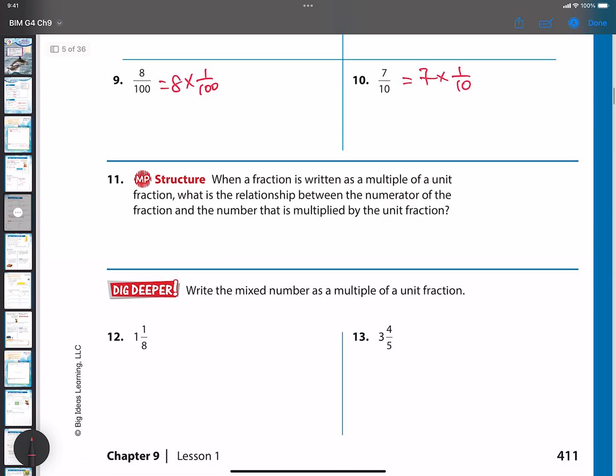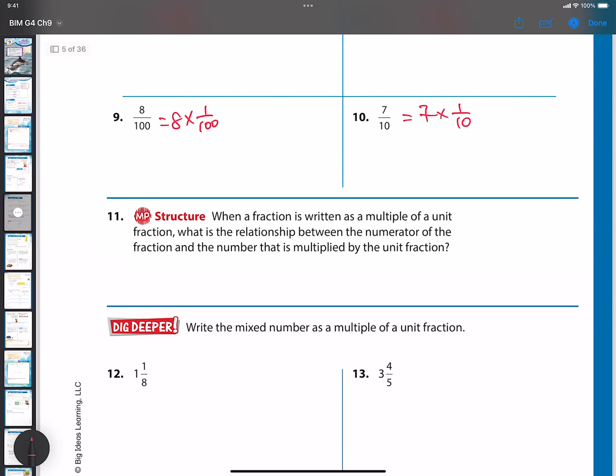All right, 11. When a fraction is written as a multiple of a unit fraction, what is the relationship between the numerator of the fraction and the number that is multiplied by the unit fraction? They are the same. You see that? Here, look at that. The relationship.